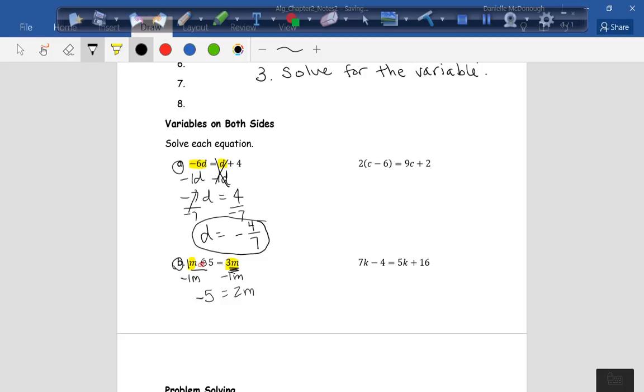And so now I have this one-step equation. I'm going to divide by 2 on both sides, and what I will end up getting is m is equal to negative 5/2, or negative 2 1/2.